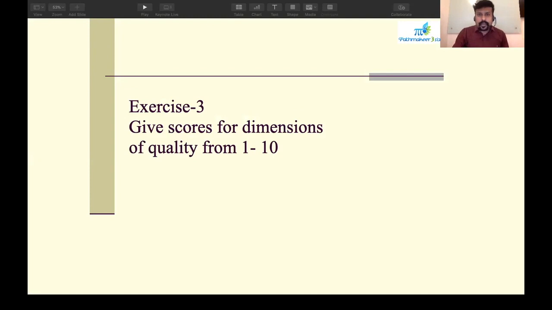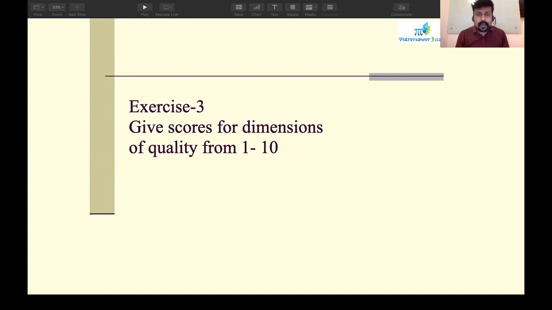So now coming to exercise 3. I have explained to you 8 dimensions of quality. So what you're supposed to do is give scores for the dimensions of quality for a particular product. Select a product or service and you're going to give scores for these 8 dimensions except the last one, that is conformance to standards.